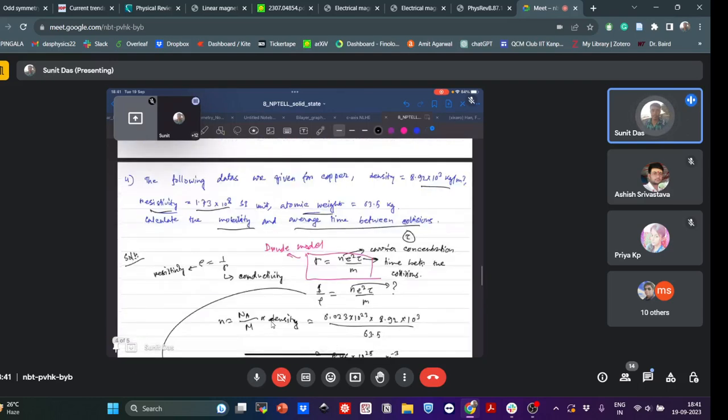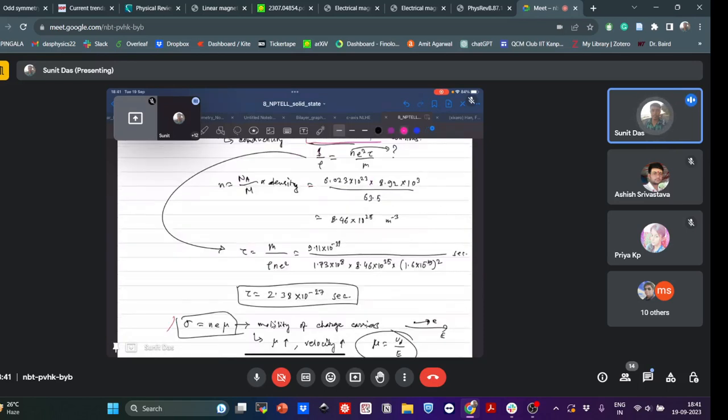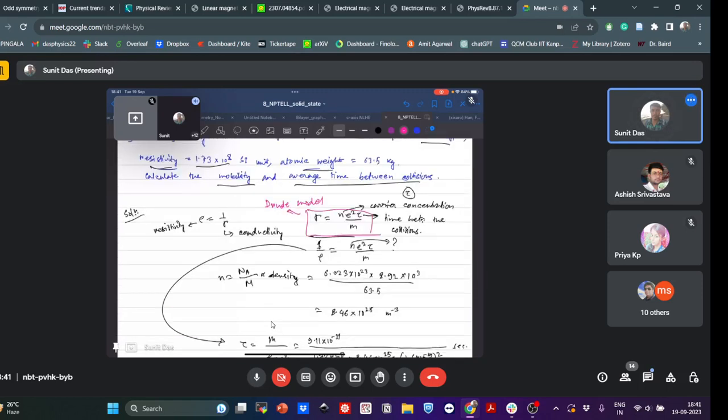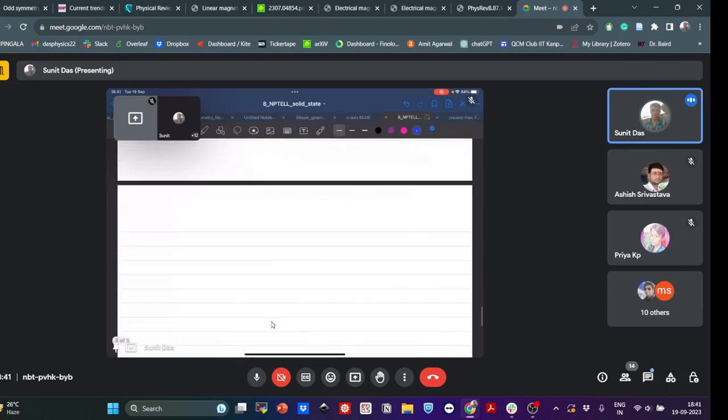So everybody understood the concept? It actually comes from the Drude model. The Drude model contains both pieces of information. This is also part of the Drude model: sigma equal to n e mu or sigma equal to n e square tau by m. Okay. So next problem.